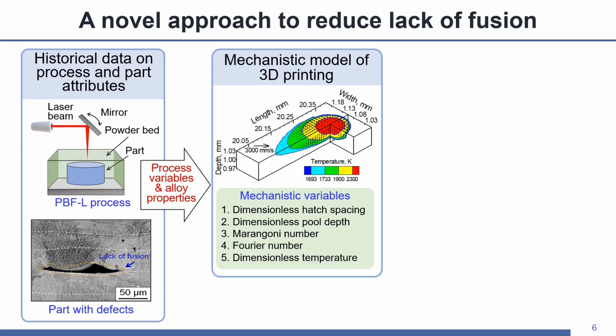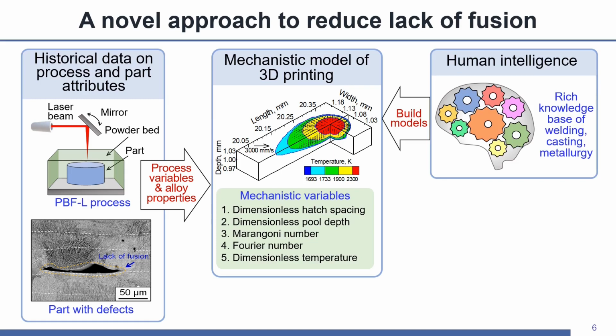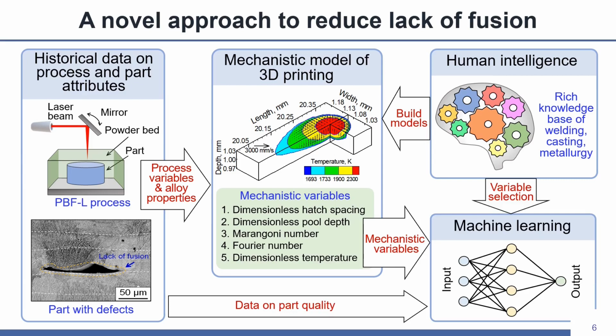We use a well-tested model of heat transfer and fluid flow in the PBFL to calculate the 5 mechanistic variables. The model is developed based on the rich knowledge base of welding, casting, and metallurgy. The computed mechanistic variables are analyzed using machine learning to forecast the lack of fusion. Furthermore, the hierarchical importance of these 5 mechanistic variables is determined using 3 feature selection indices such as information gain, information gain ratio, and Gini index.